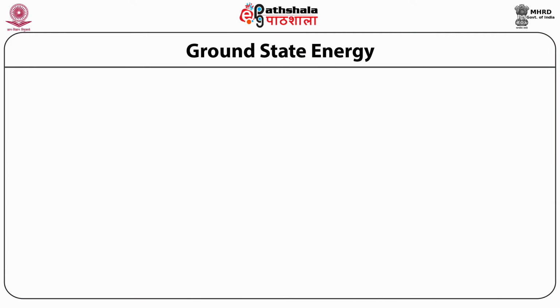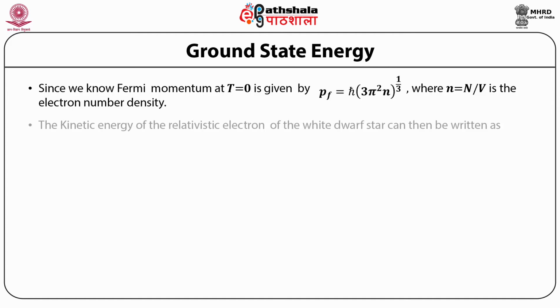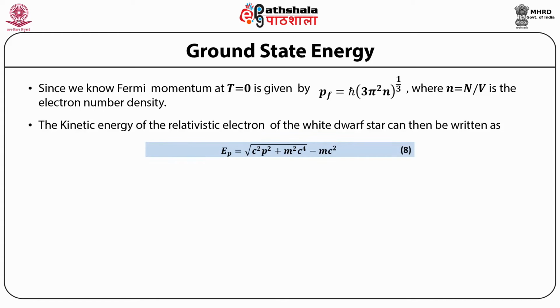Let us calculate the ground state energy. Since we know Fermi momentum at T = 0 is given by p_F = ħ(3π²n)^(1/3), where n = N/V is the electron number density. The kinetic energy of the relativistic electron of the white dwarf star can then be written as E(p) = √(c²p² + m²c⁴) − mc².